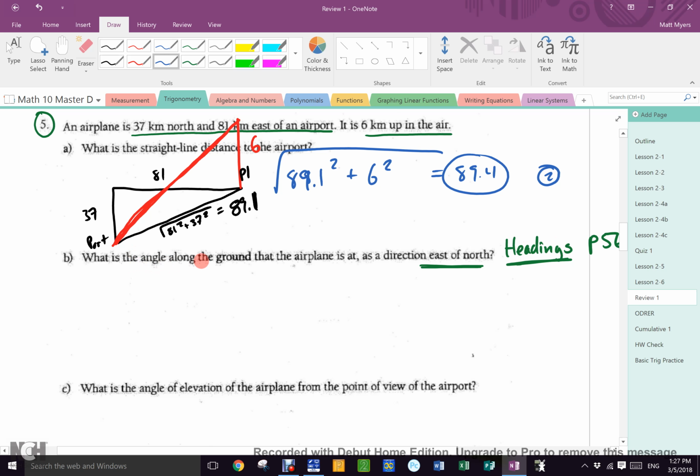So I need the angle along the ground. Which triangle in my drawing there is the angle along the ground, the black or the red? The black. So I had this angle, 37, 81. This is north. This is east. So I need the angle that is east of north, which is right in here, yes? How do I find that angle?